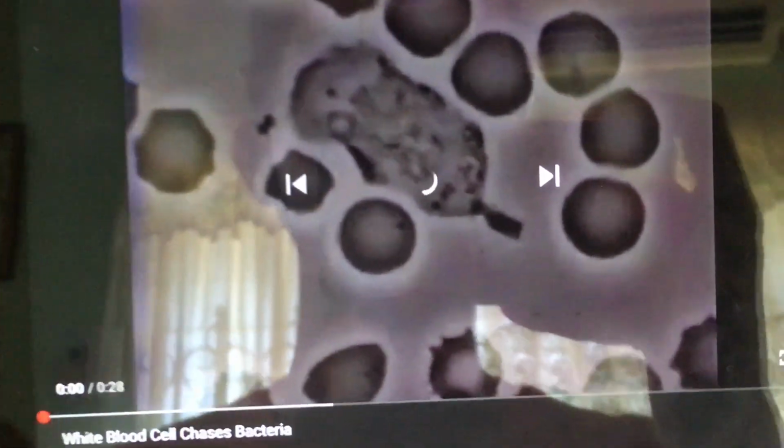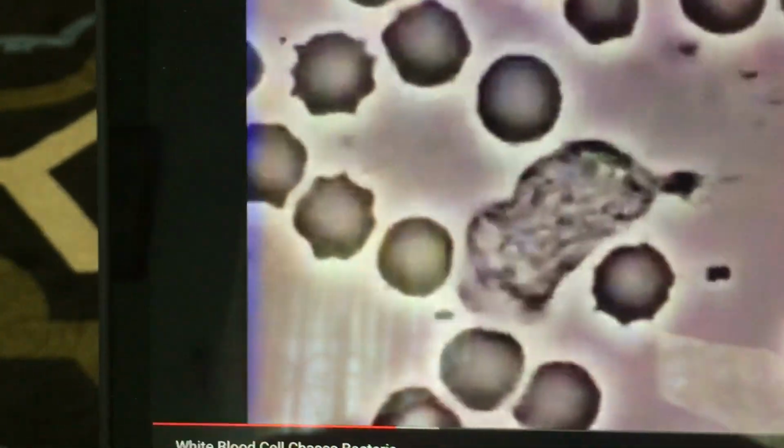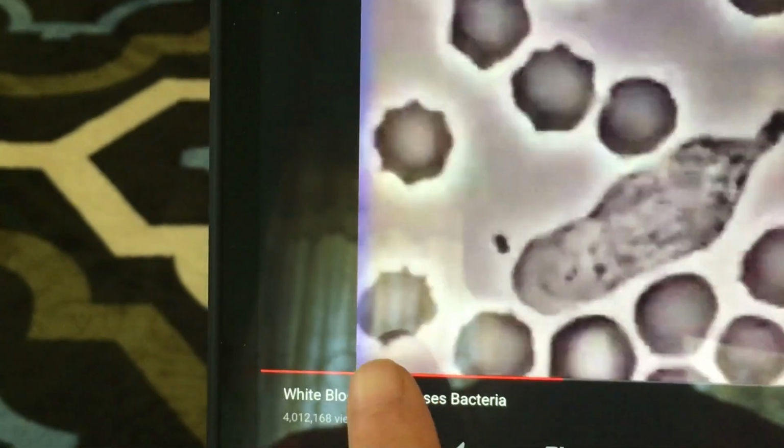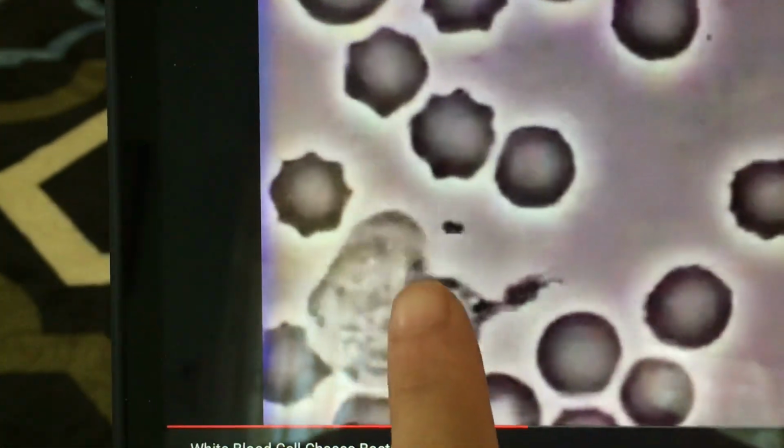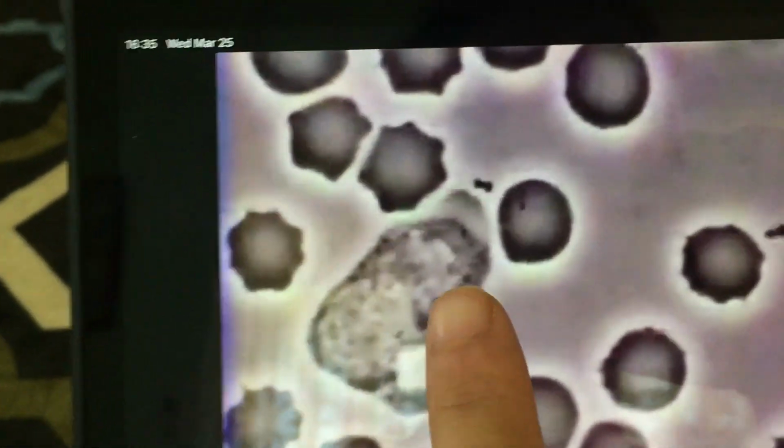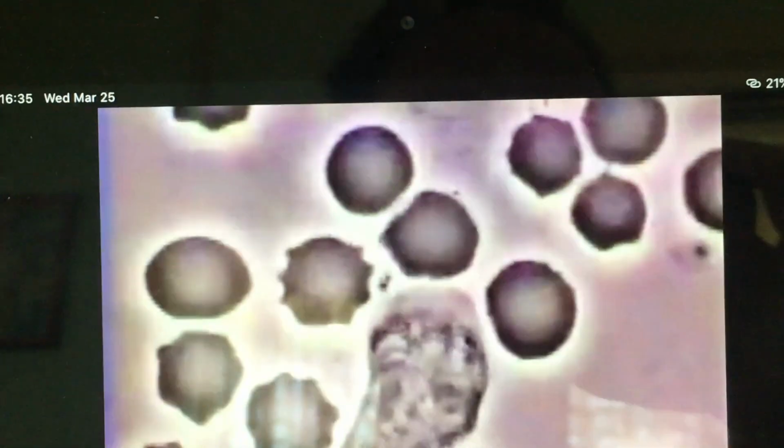Okay, kamu boleh lihat di sini bagaimana white blood cell dia mau makan itu bakteria. Alright, so this is the white blood cell and this is the bacteria. It chases the bacteria and then it will catch the bacteria and eat it. Okay, there you go. Yum.